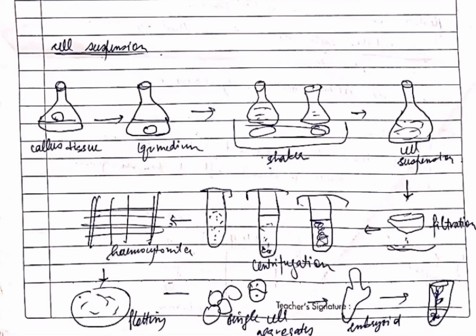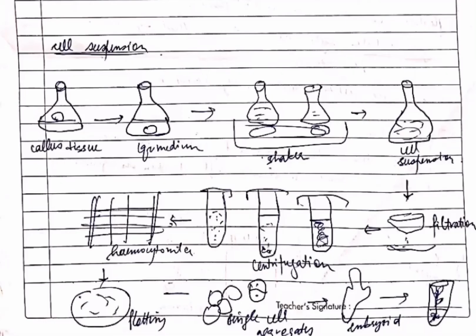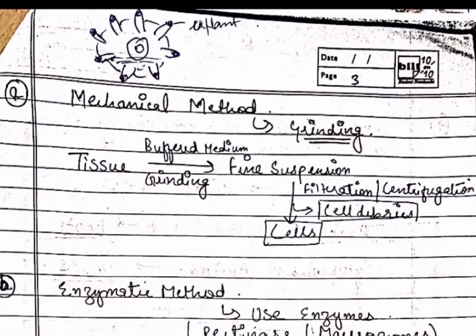We have two methods, that is enzymatic and mechanical. The very first step is the same, that is the isolation of single cells that can be isolated from plant organs like leaf or anything. So let's start with the mechanical method, that is grinding. We take a tissue sample and then we add it to the buffer medium. Then we obtain the fine suspension. Next method is enzymatic method, that basically involves the use of enzymes like pectinase and macerozyme.